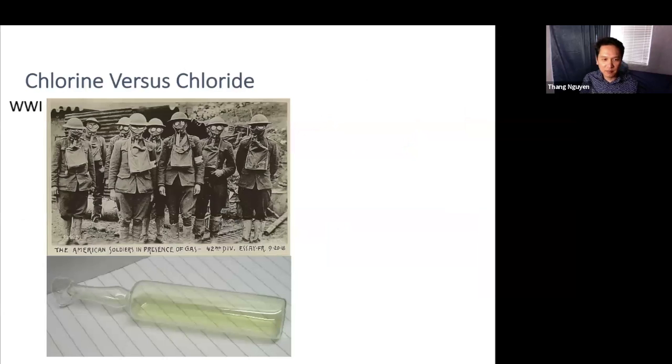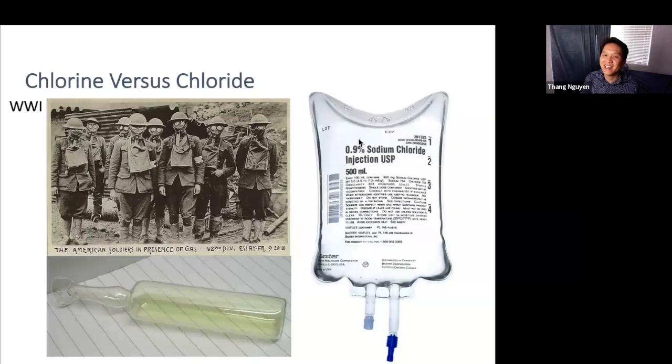Just like how different sodium element is from sodium ions, chlorine is the same way. Chlorine as an element is actually a gas. This yellow gas here was used as a chemical warfare weapon in World War I, right? So it's quite toxic. Whereas chloride ion, not so. As we saw before, it is the second component in sodium chloride in your IV bag, in your saline solution.